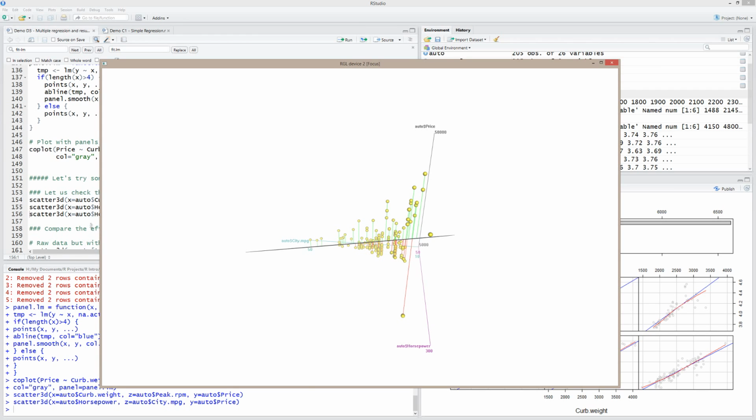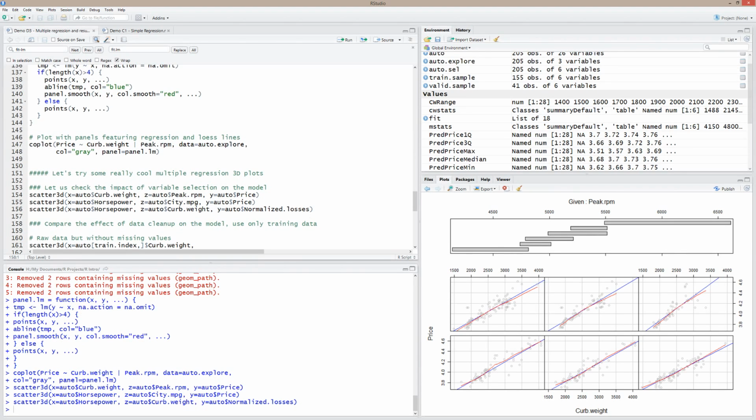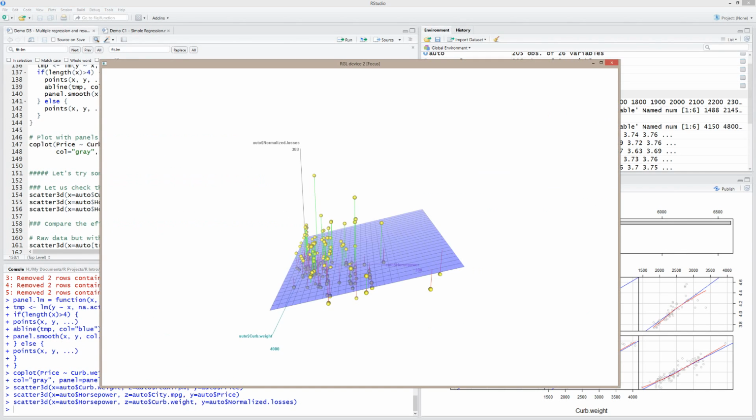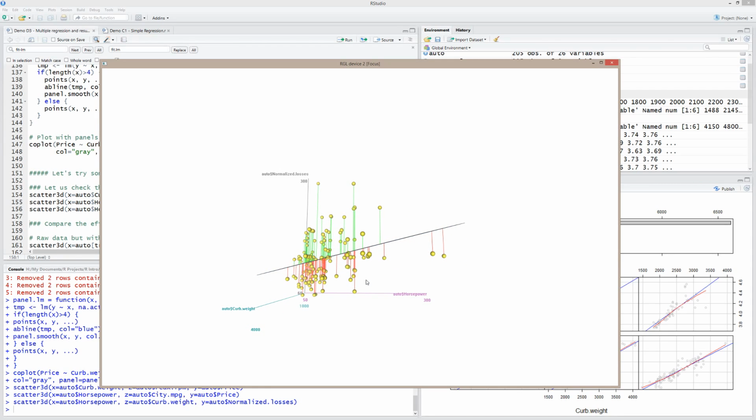And let's look at the third combination, horsepower, curb weight, and normalized losses, in case we wanted to predict normalized losses based on the weight and the horsepower of the car, the losses on insuring the car. And you can see here the data is all over the place. The data is very, very far away from the regression plane.